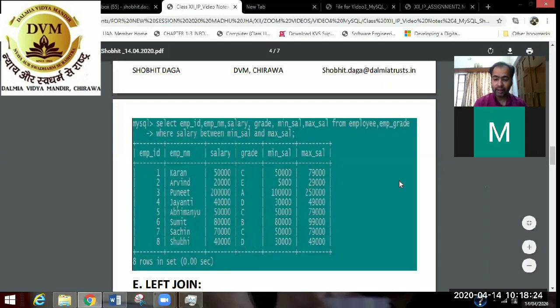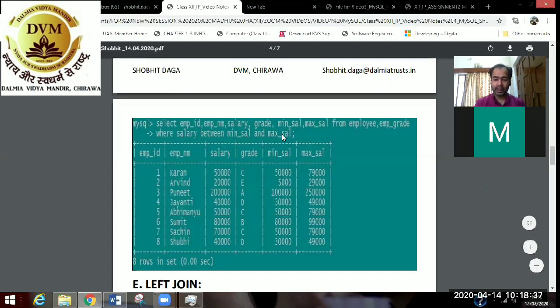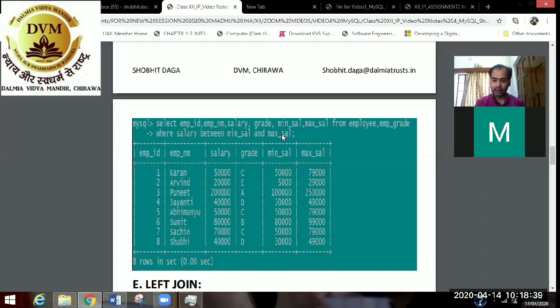So we can very well understand from this that non-equi joins do not have an equality condition. We have not used the equal to operator over here to put a condition between the two tables. Rather, we have used the less than equal to and greater than equal to operators.